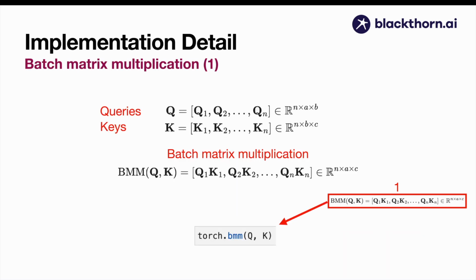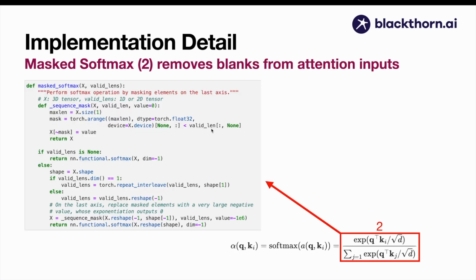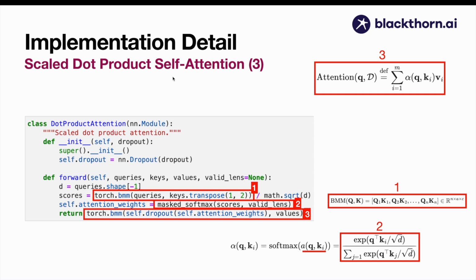Let's map the theory and practice. Batch multiplication is a multiplication of batches of queries and keys, represented by a standard torch operation, BMM. Masked softmax is a typical softmax operation with only one exclusion. It masks blanks from attention inputs using a binary operator. The dot product self-attention class brings all the elements together.